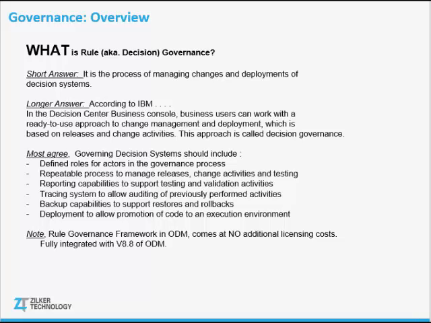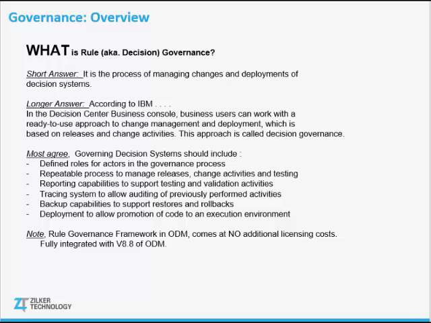From just an overview perspective, some ask, what is decision governance or rule governance? And by the way, I use those two phrases interchangeably. You'll hear me throughout today. There is a subtle distinction between those two, but for today's topic, let's just call those the same thing. So from a short answer perspective, decision governance is all about managing the changes and the deployments of decision systems. Quite simple.